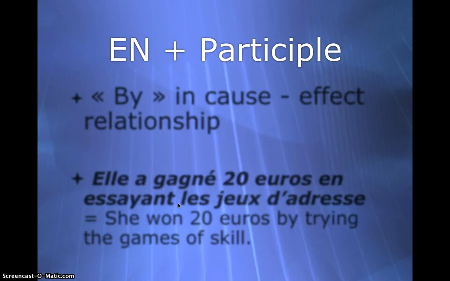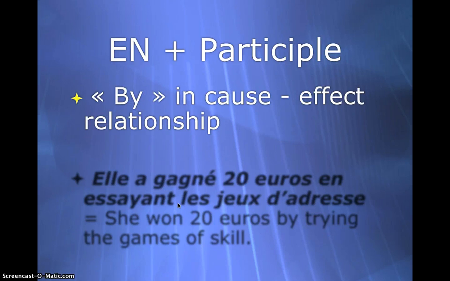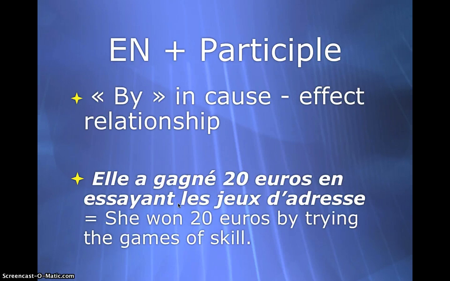Another way you can use en plus the participle is a cause and effect relationship. So, elle a gagné 20 euros en essayant les jeux d'adresse. So, she won 20 euros by means of trying the games of skill. That's a different way that you can use that participle. So, that's really it on participles. They got 2 extras, because who doesn't want a little bit more?